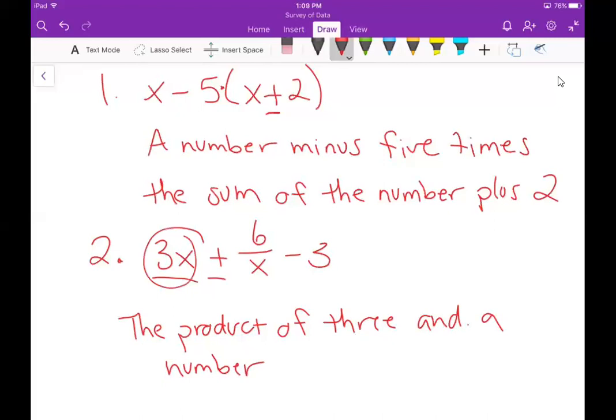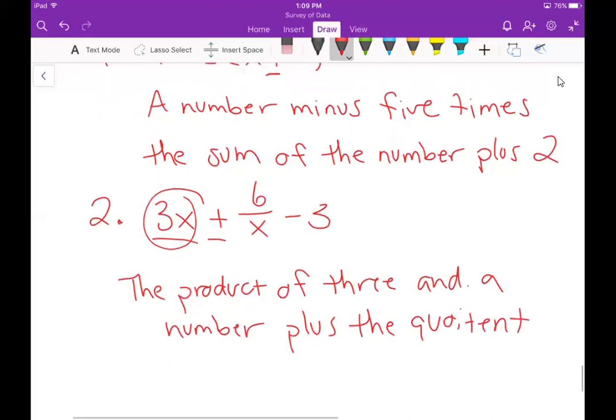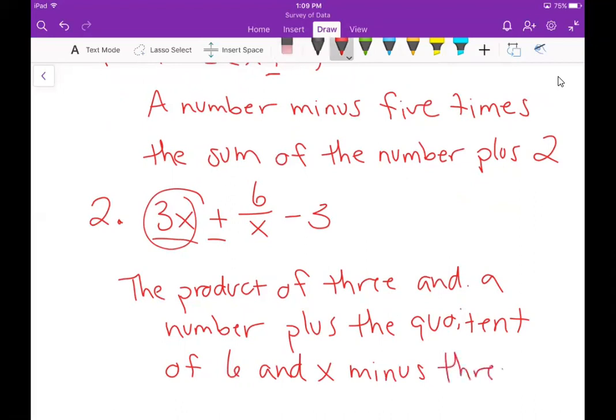Then I see a plus, so I could say plus. Then I see division. That's where I would say the quotient. And always list the numerator first, the quotient of 6 and x. And then I see a minus sign, so minus, whoops, make sure you spell it right, minus 3.